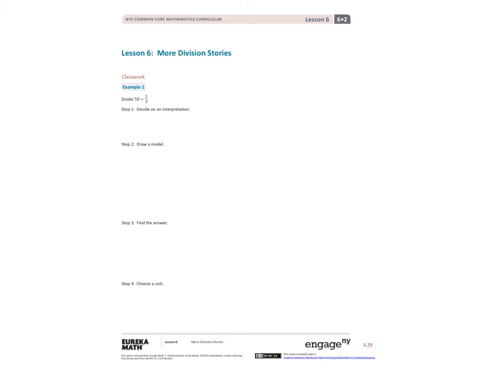Hi guys and gals, we are looking at lesson 6 in module 2. In our practice book, we are looking at the classwork starting on page 63. This is a continuation of lesson 6. It just says more division stories. So we're again going to be creating our own word problems, which for me sometimes is challenging.